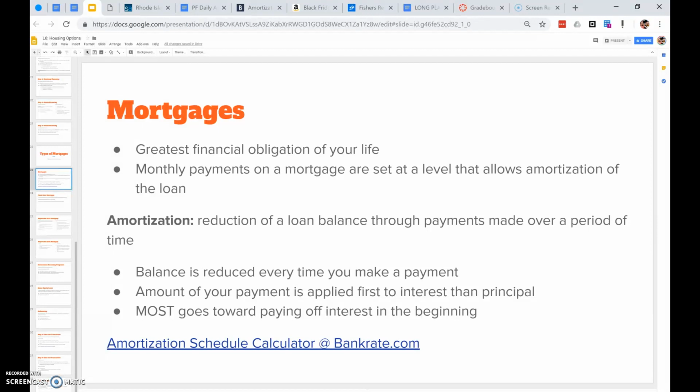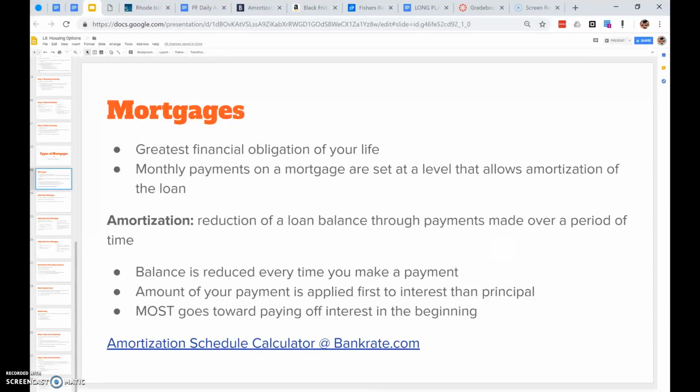The monthly payments on a mortgage are set at a level that allows amortization of the loan. The amortization is a reduction of a loan balance through payments made over a period of time. So the balance is reduced every time you make a payment. The amount of your payment is applied first to the interest owed and then to the principal, which is the original amount you borrowed. In the first years of a loan, only a small part of each monthly payment goes to reduce the principal. Most goes towards paying off the interest.